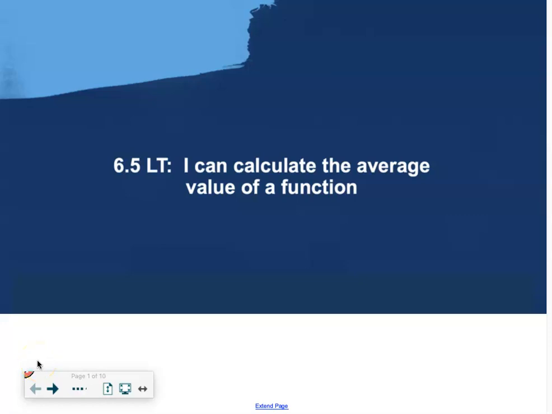So today we're doing section 6.5. I can find the average value. We are not doing a warm-up, but that doesn't mean we won't be practicing doing AP practice. We have an AP practice question. It's just a little bit later on in the lesson.